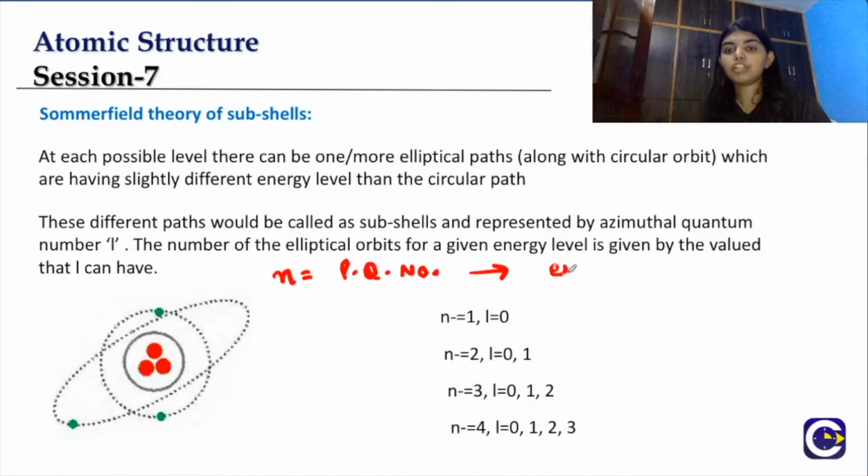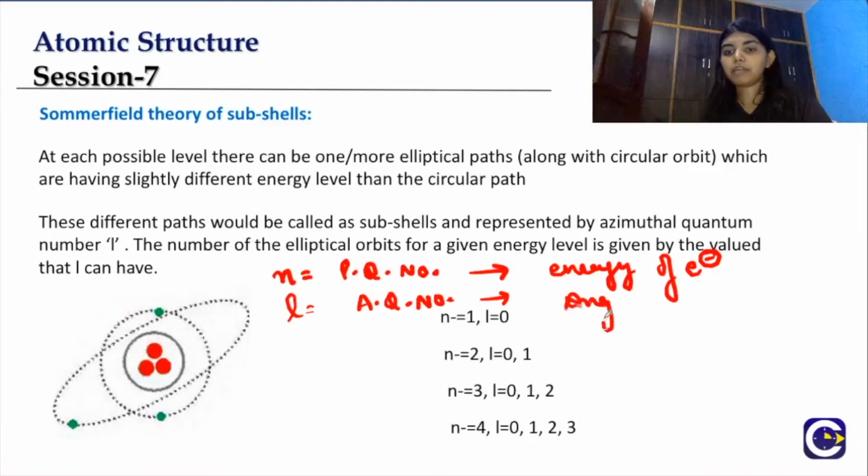So basically n is the principal quantum number, which signifies the energy of the electron, while L is the azimuthal quantum number, which signifies the angular momentum.